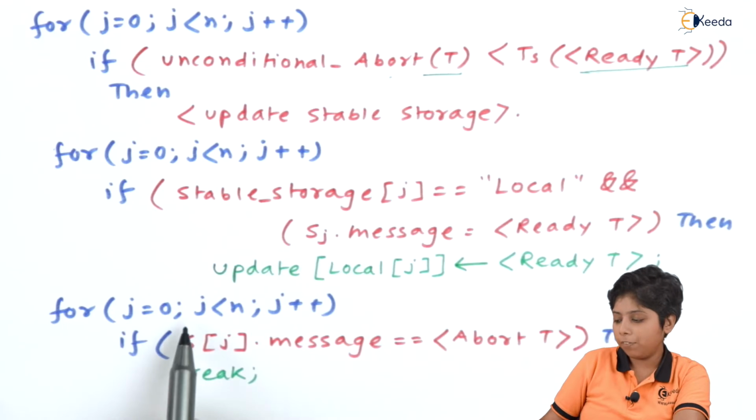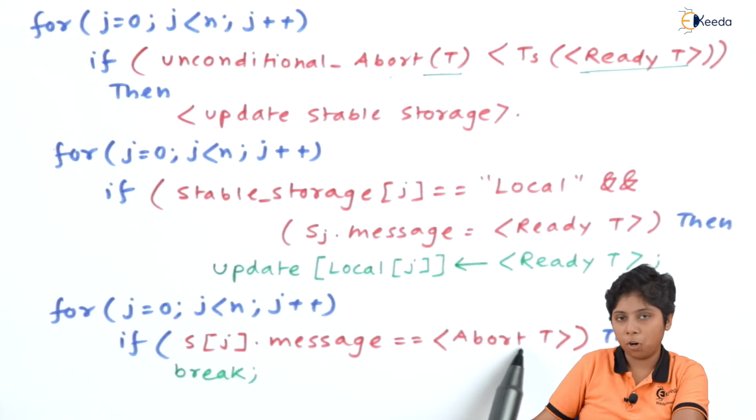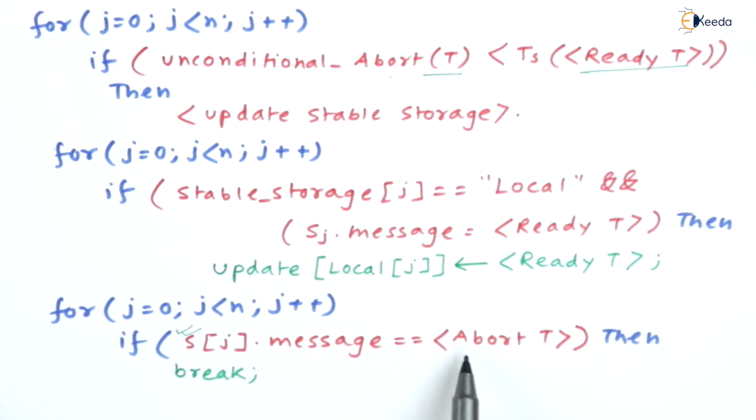Now if any of the sites is sending the abort T, so if there is one message that is going with the abort T, then we need to break the loop.